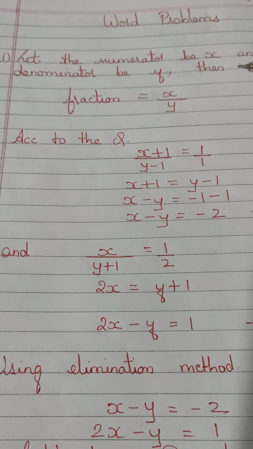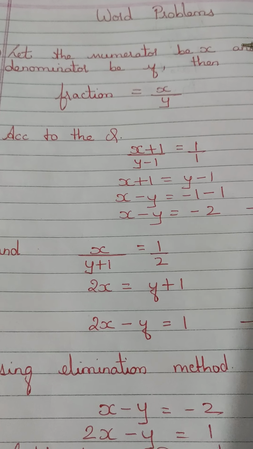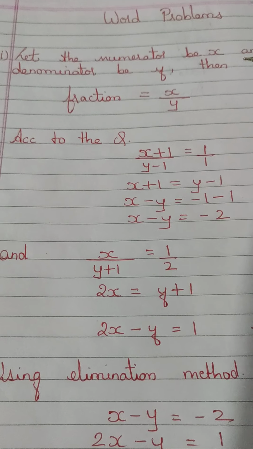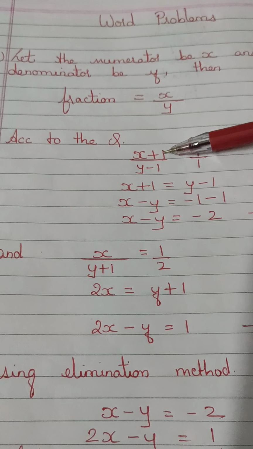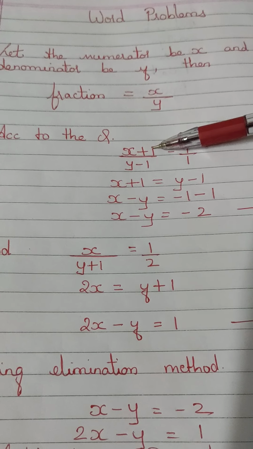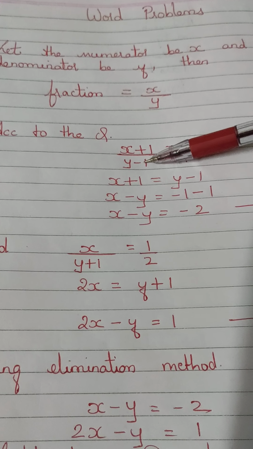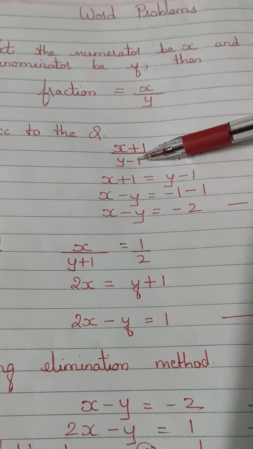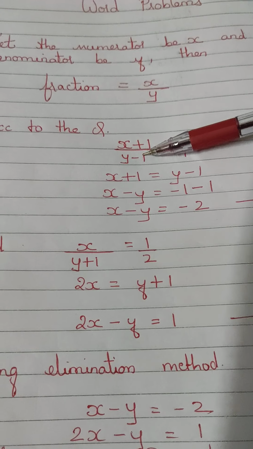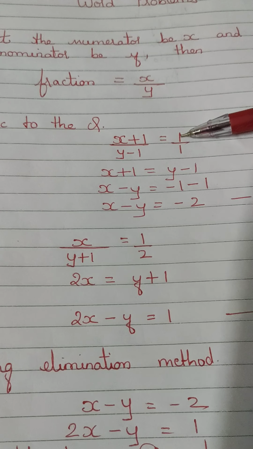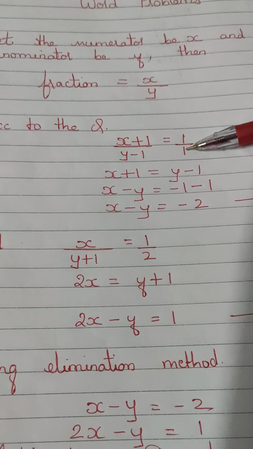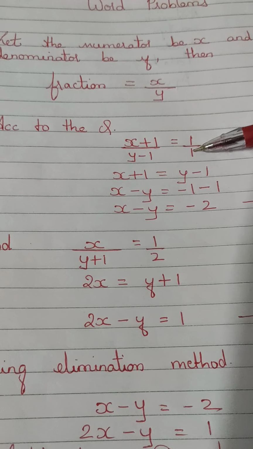Now according to the question, he says that if we add 1 to the numerator, and subtract 1 from the denominator, the fraction reduces to, it becomes what? It becomes equal to 1. If we don't have anything in the denominator, it is 1 by default.